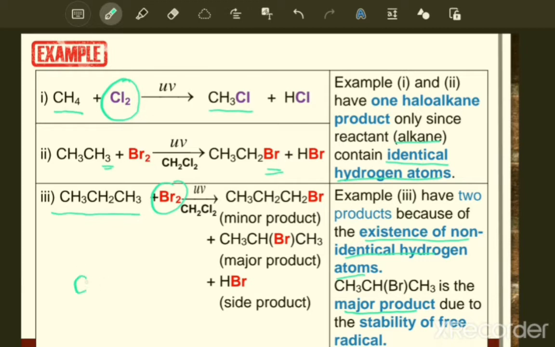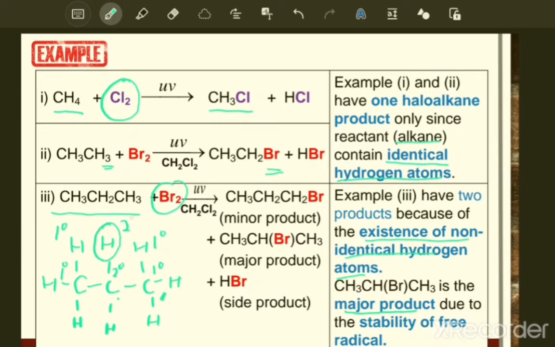So here we have the expanded structure of propane. The carbon here is a primary carbon, so the hydrogen is also primary hydrogen. It's the same with the carbon here. However, carbon number 2 is classified as a secondary carbon. It's the same with the hydrogen, so this is also secondary hydrogen. If the hydrogen here is replaced by a bromine atom, we will produce the major product, and if the hydrogen here is substituted by bromine, we will produce the minor product.